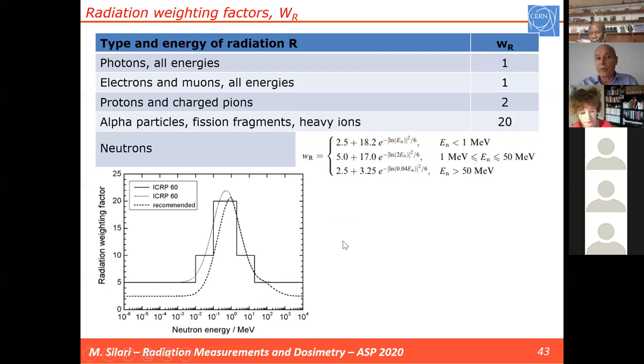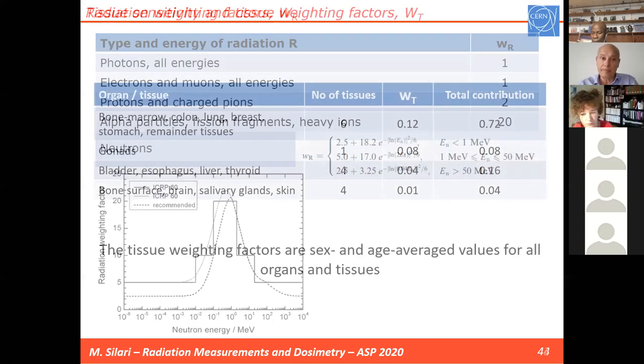The radiation weighting factor for neutrons is a rather complex function that can be either plotted in this graph or expressed by a mathematical expression, and it varies according to the neutron energy. It peaks at about a couple of MeV essentially. So the radiation weighting factor of neutrons is normally weighted on the neutron spectrum, in fact.